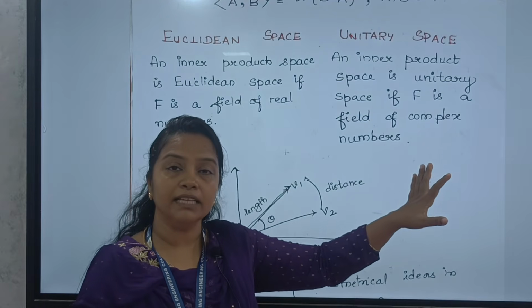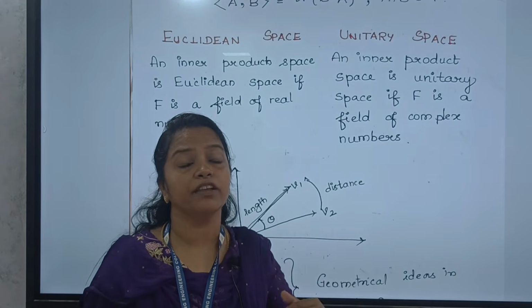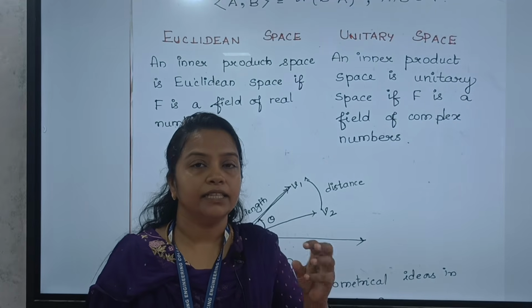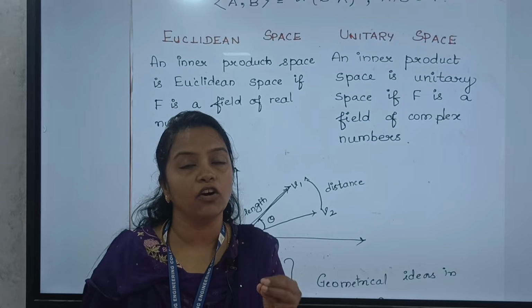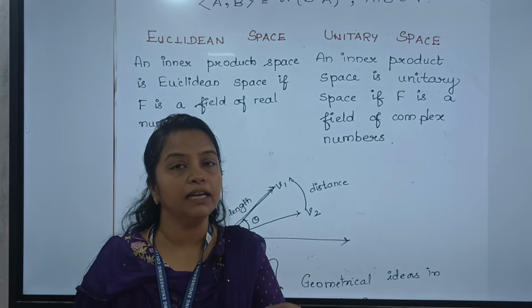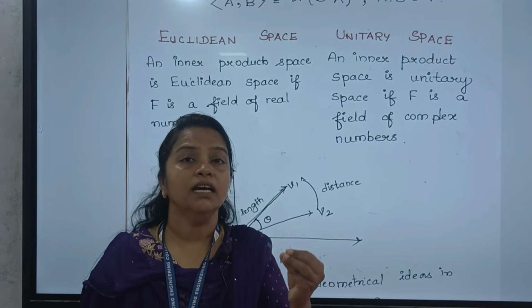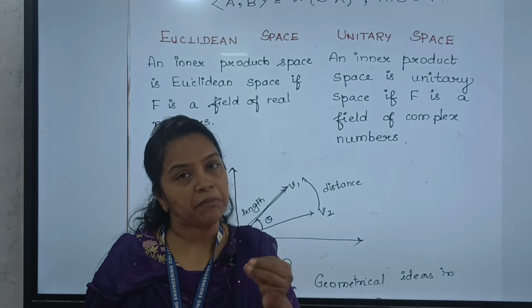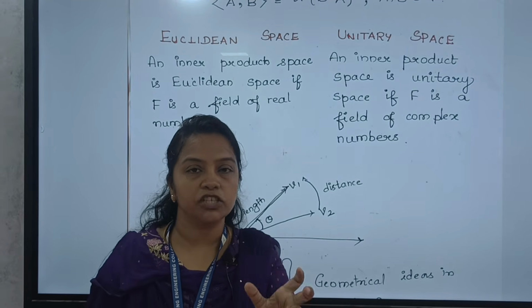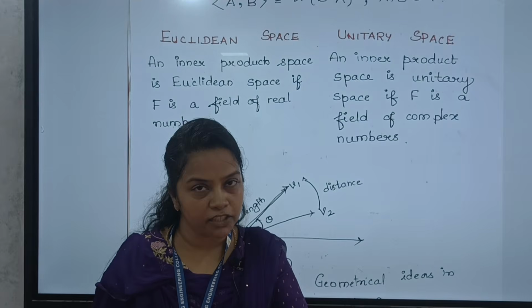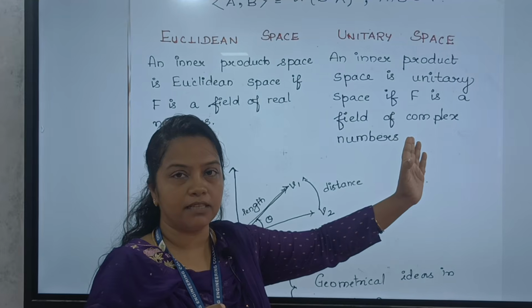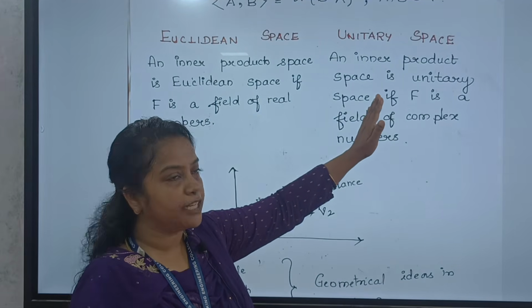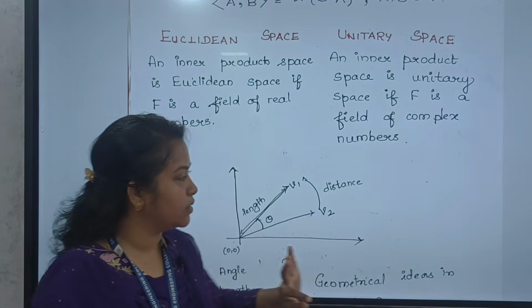If the field that we are going to consider, that is the constant, is in the form of a complex number, which has the real part and also the imaginary part, then it represents a complex number. So it is said to be a unitary space. Okay.